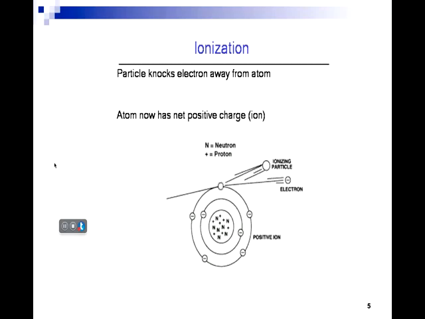In this case, you see that an atom has been hit by sufficient energy, in this case a particulate ionizing radiation, and it creates an ion pair where an electron is knocked off, leaving behind a positive charge. So you now have an atom with a net positive charge.